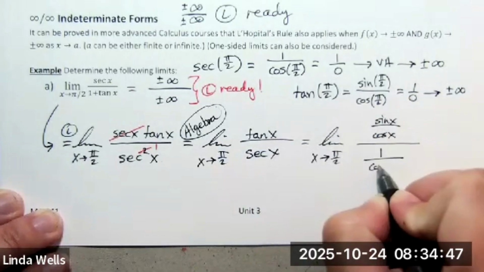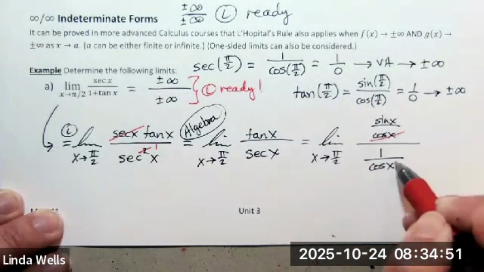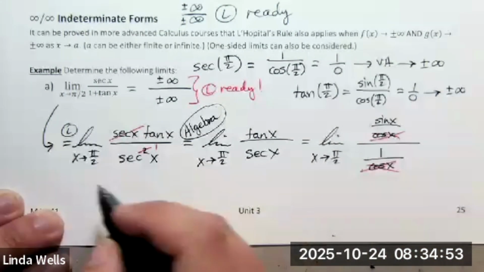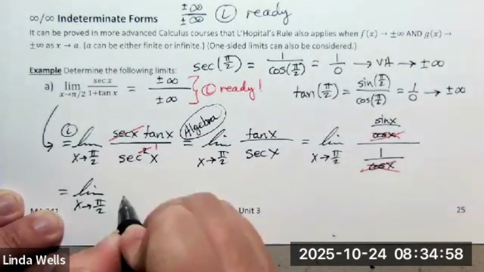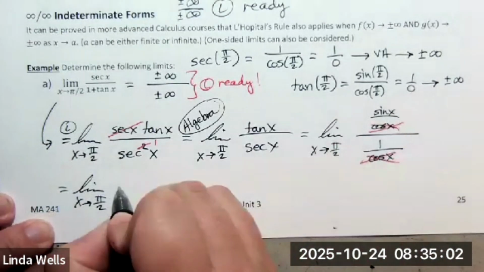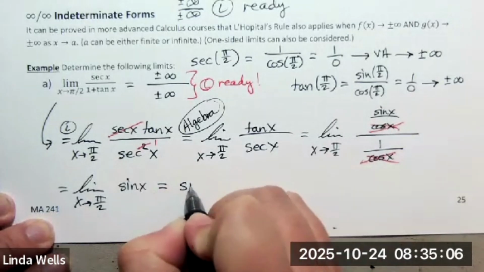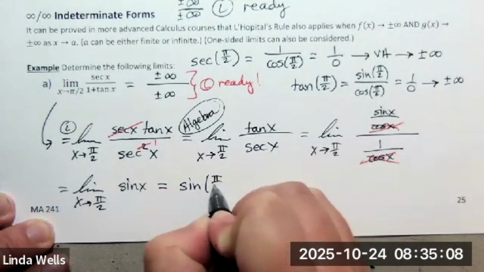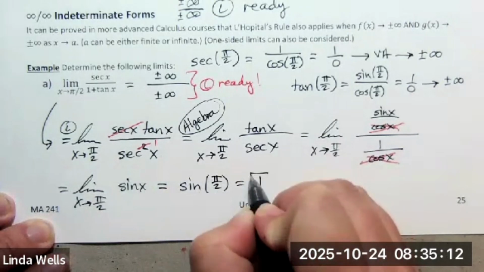Both sides. What do these cosines do? Wow, they're gone. So your limit, as x goes to pi over 2, is the limit of who? Sine is all that's left there. Can you evaluate sine of x? I mean, sine at pi over 2? What is it? 1. You're done.